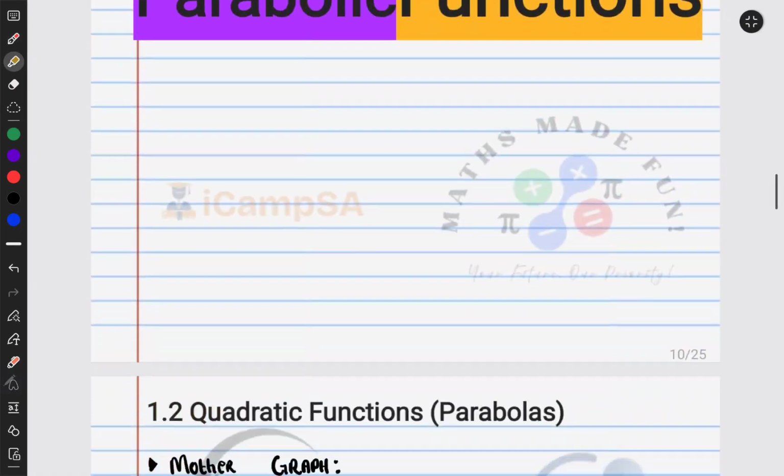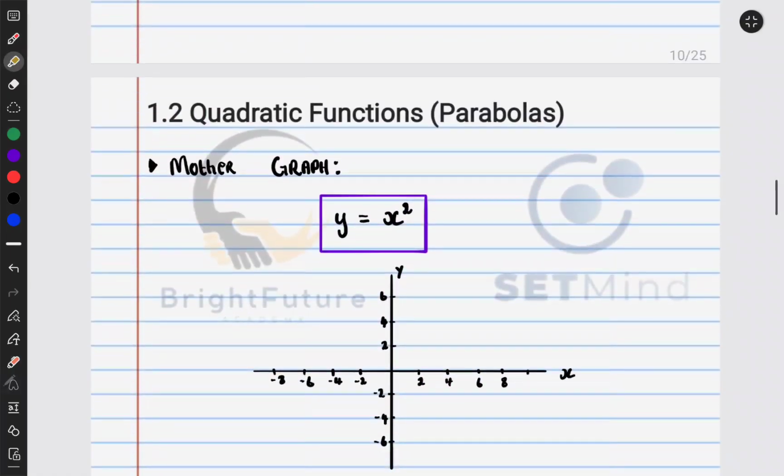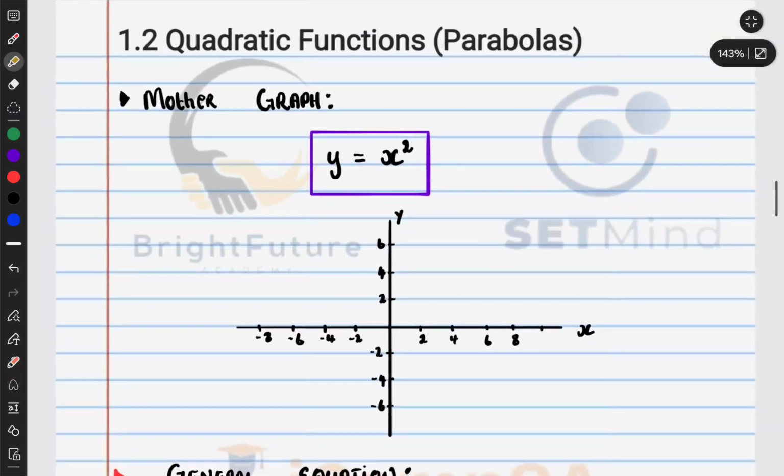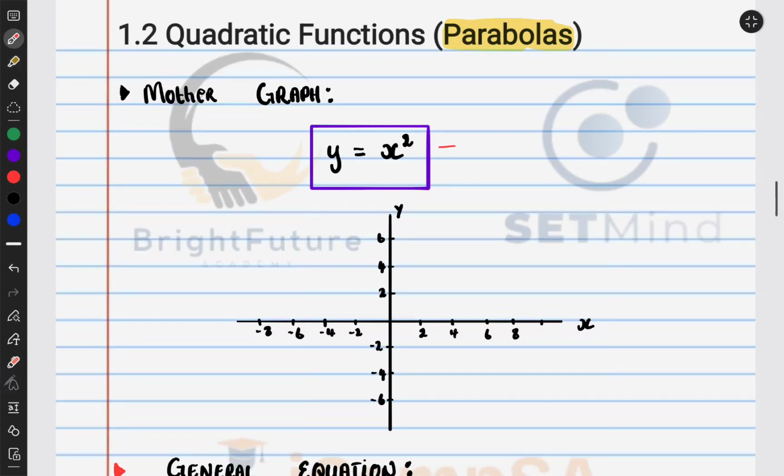Parabolic functions are sometimes called quadratic functions, or plainly just parabolas. With parabolas, we have this mother graph. This is the equation of the parent function.